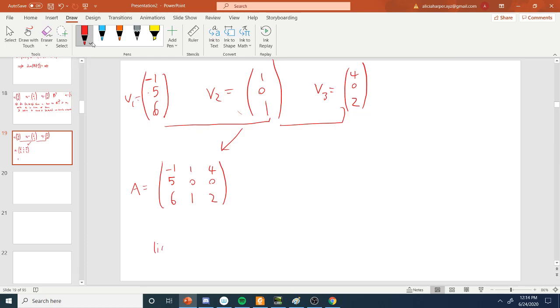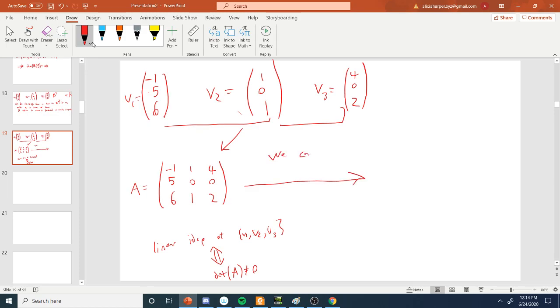So linear independence of V1, V2, and V3 is equivalent to the determinant of A not being equal to 0. So I'm going to approach it from this end. I can easily compute the determinant of A by doing a cofactor expansion along the second row.